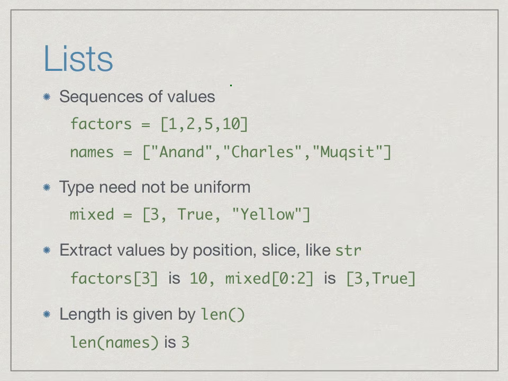As with a string, the length of a list is given by the function len. So len of names is 3 because there are 1, 2, 3 values in names. So remember that length is just a normal length, whereas the positions are numbered from 0 to n minus 1.